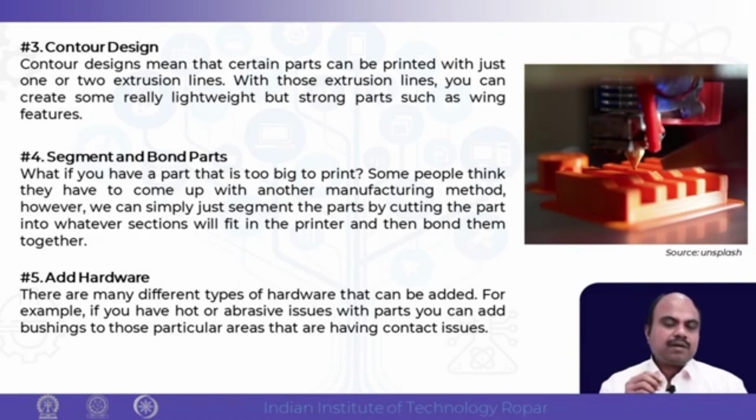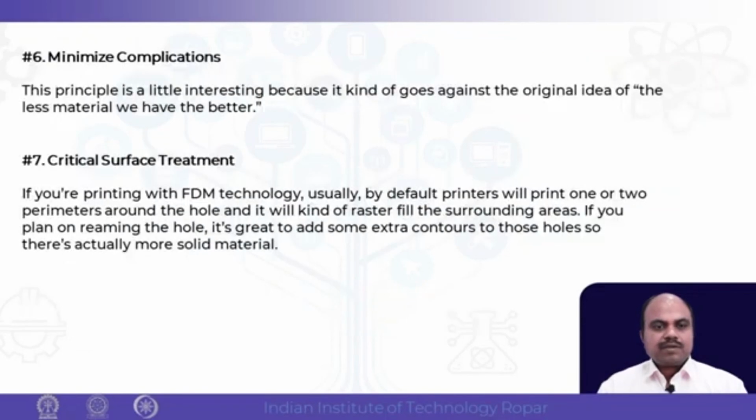You can add hardware. One can add hardware while manufacturing is going on, so a more complex product can be made directly. Minimize complexities means that we can make the products much simpler with less material, and critical surface treatment can also be done.